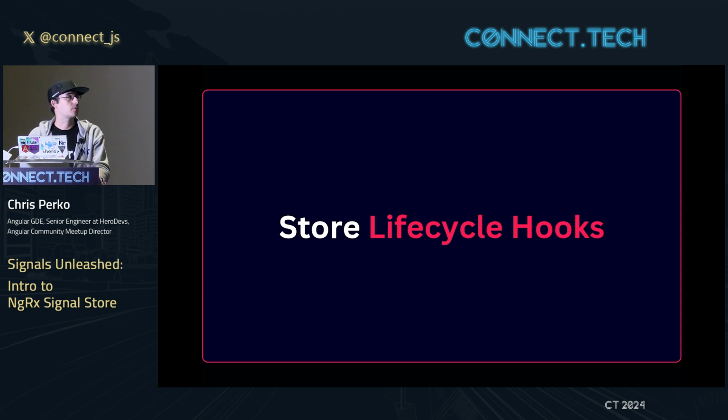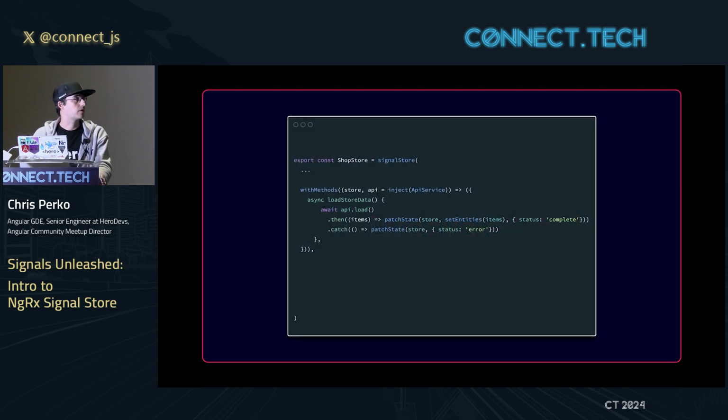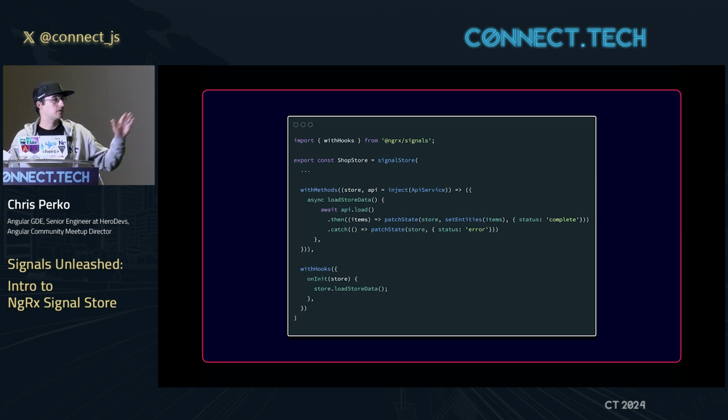Lifecycle hooks are important, of course. Within our store, we need to load this data when we create the store. So we can import the withHooks function from NgRx signals. Within here, there are two functions that you can pass to it. One is onInit, and one is onDestroy. If there's anything you need to clean up, onDestroy will handle it for you. Again, you get the store instance passed in as the first parameter. And here we're just saying, take the store, call loadStoreData. So as soon as this store is initialized, we're going to load that data.